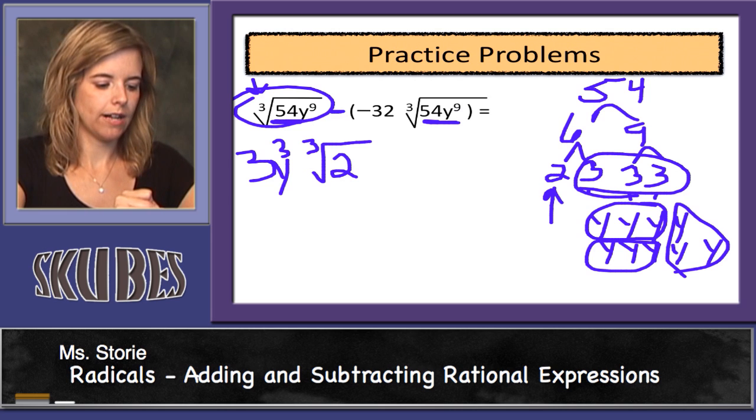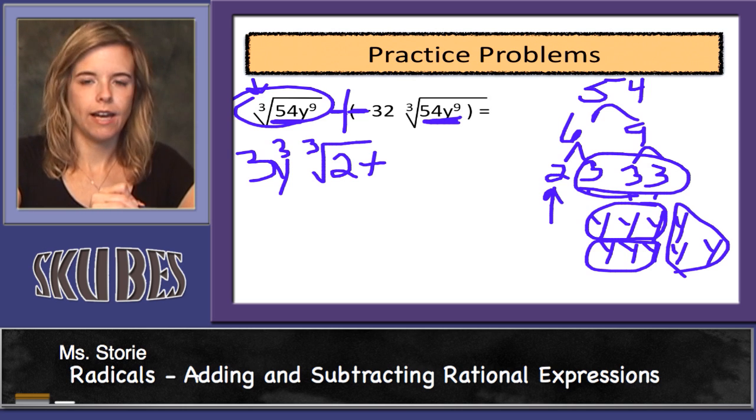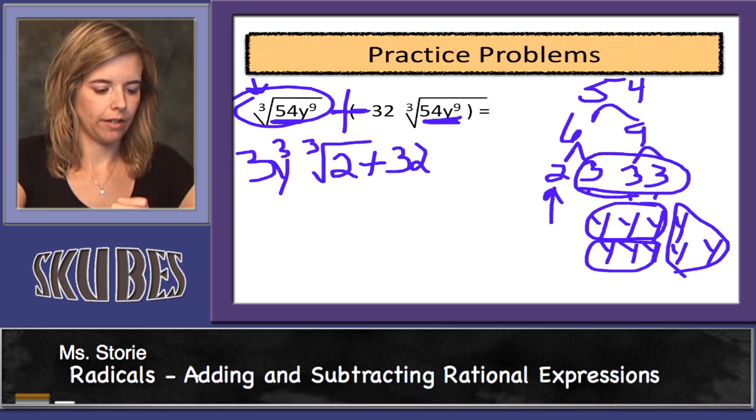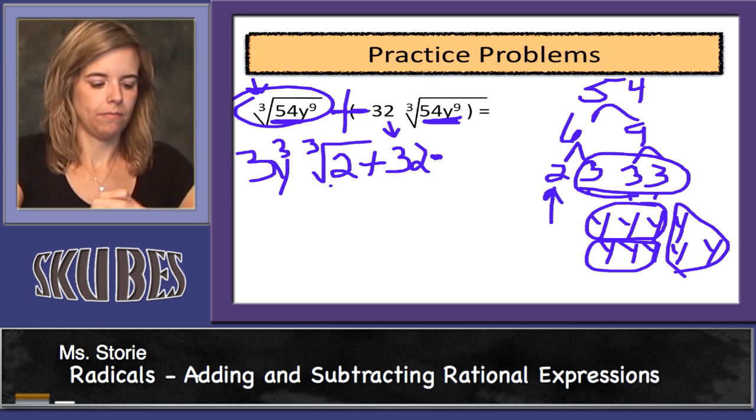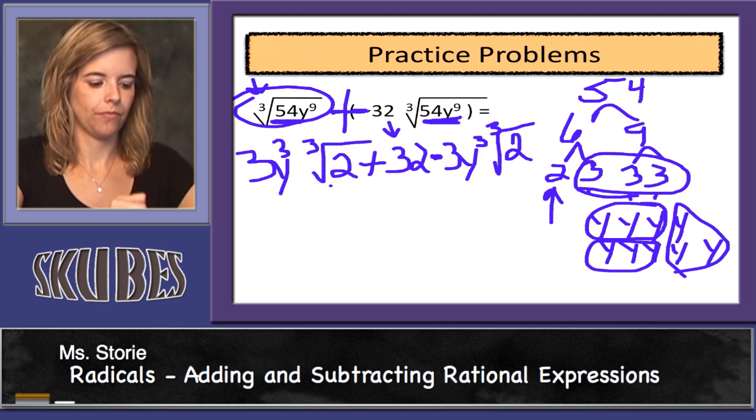Now it says subtract a negative. 2 negatives collide, remember, they turn positive. So we're really adding. And here, it's the exact same as what we just did, so we know what it is. Except on the second part, you've got the 32 that you have to bring down and multiply it by the other one. 3y cubed, cube root 2.